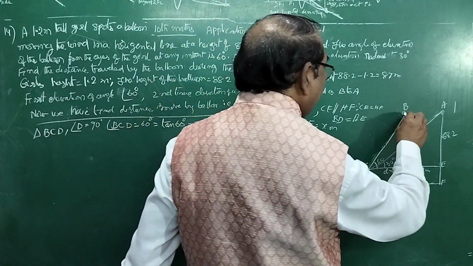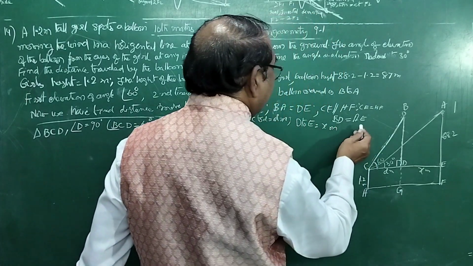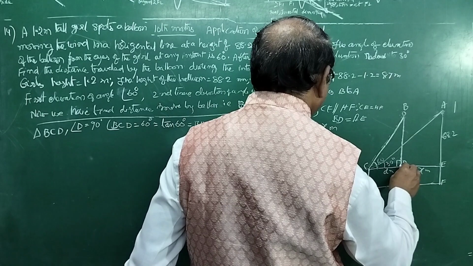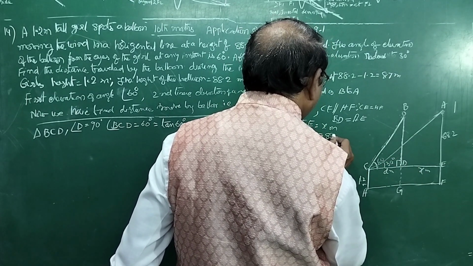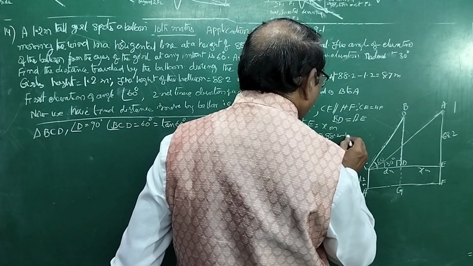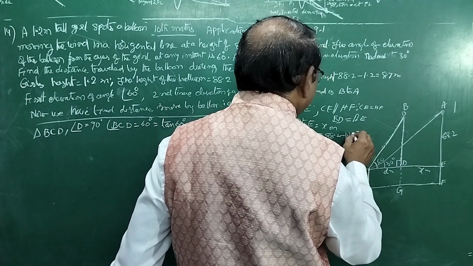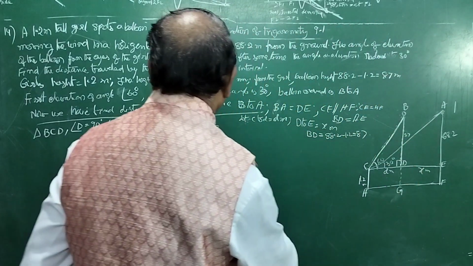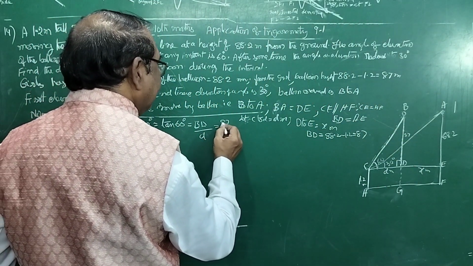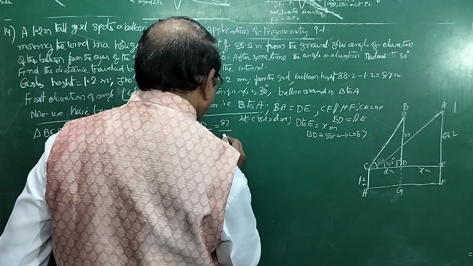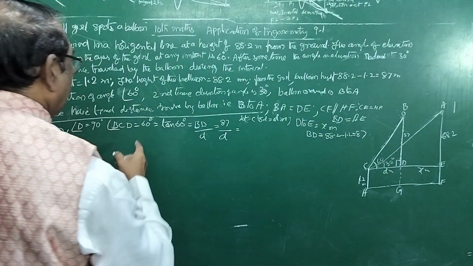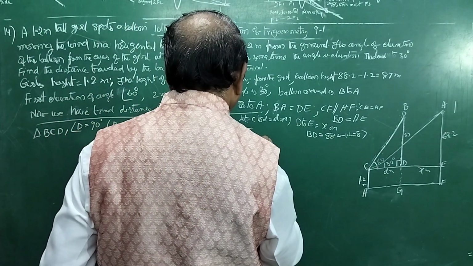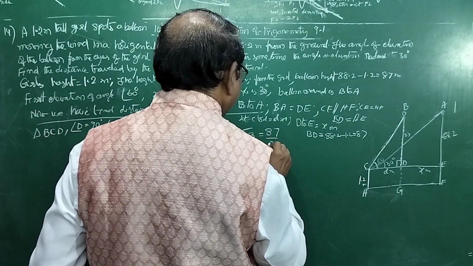What is BD? BD is only up to here. BD is equal to 88.2 minus 1.2, which is equal to 87. Already we have written 87. So BD is 87, divided by d, which we don't know. That is equal to tan 60 degrees. Tan 60 is root 3. Root 3 is equal to 87 by d.